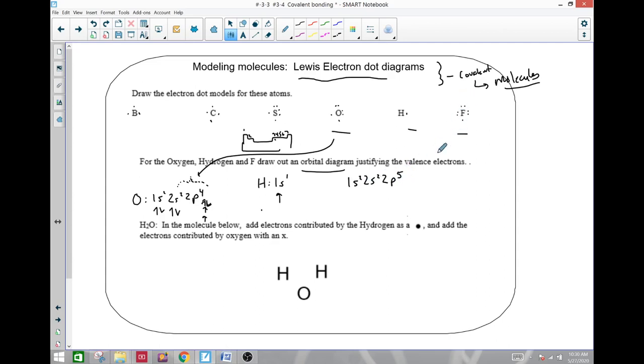There's the 7 dots. And fluorine: arrow up, arrow down, arrow up, arrow down. I'm going to do 3 of them, because there's 3 suborbitals, and we'll match them up nicely. Okay, H2O in the molecule below. Add electrons contributed by each hydrogen as a dot, and electrons contributed by oxygen as x's.